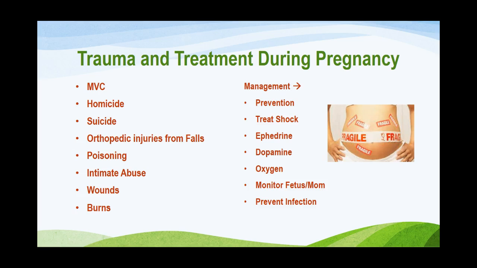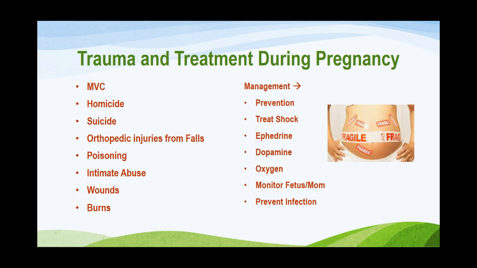Trauma and treatment during pregnancy. So let's think about some of the different types of trauma that you might find happen to pregnant women. Motor vehicle crashes, homicides, suicides, orthopedic injuries from falls, poisonings, intimate partner abuse, wounds and burns, are all different types of traumas you might see during pregnancy.